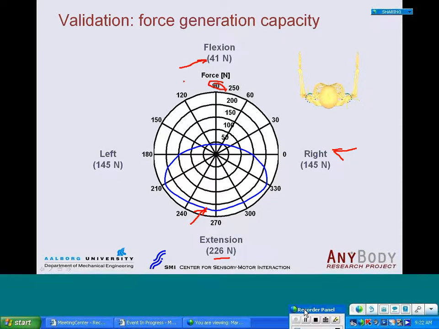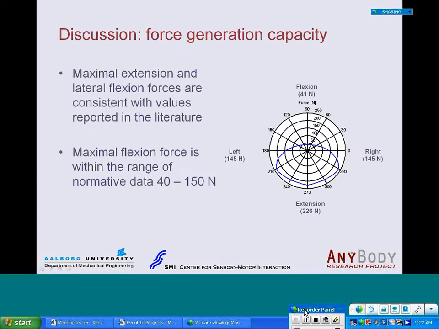So if we compare this to the numbers in the literature, we can come to the following conclusion: from the model, the maximal extension and the lateral flexion forces are quite consistent with values reported in the literature. The maximal flexion force is within the range you can find in the literature, which goes from 40 to about 150 newtons. So that's a huge range in the maximal flexion force. So one could say that ours is at the low end, so maybe we have to do something about that. But it's still within the range you can find in the literature.